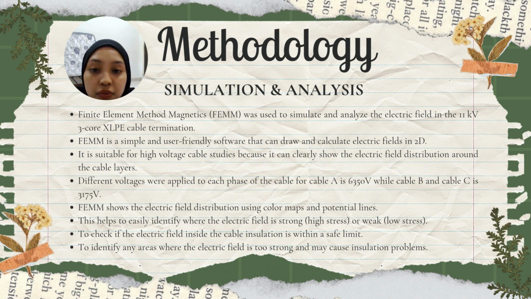In this simulation, different voltages were applied to each phase of the cable. For cable A it is 6,350 volt, while cable B and C are 3,175 volt. The software helps to show where the electric field is strong and where it is weak. The FEMM simulation displays the electric field using color maps and potential lines, making it easy to see the high stress areas. The main goal was to check whether the electric field inside the cable insulation is safe or if some part has too much stress.